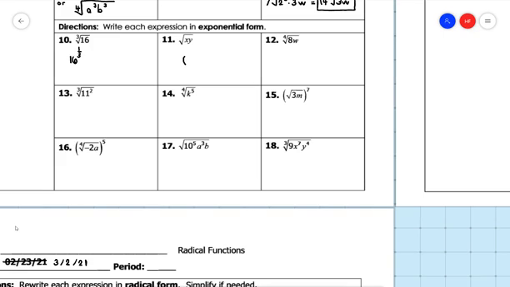Number 11, we have both x and y to the 1/2 power. Number 12, we have both 8 and w to the 1/4 power. So if there are two terms, make sure that you are writing those parentheses. On number 13, we have a power on it, so we're going to say that this is 11 to the 2/3. So remember that this number is the denominator, and this number is the numerator.